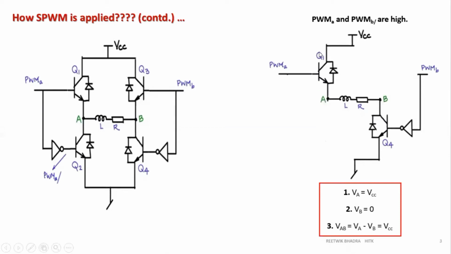Now this A point is connected to VCC through this Q1, and B point is connected to ground through this Q4. So what is the potential of A point? VA will be VCC. And what is the potential of B point? VB will be nothing but ground potential, that is 0. So I've written the two values: VA is equal to VCC, VB is equal to 0. So VAB is equal to VA minus VB, which is equal to VCC.